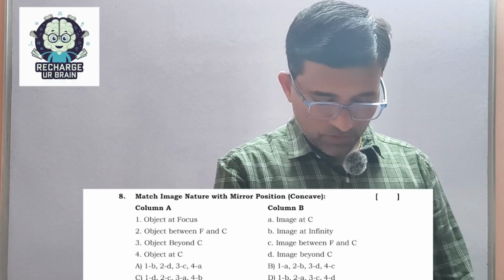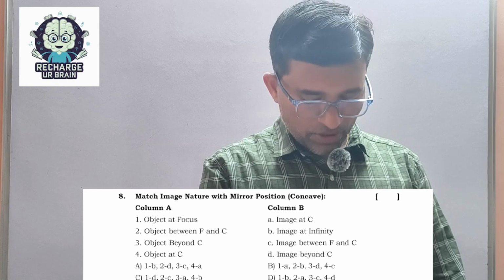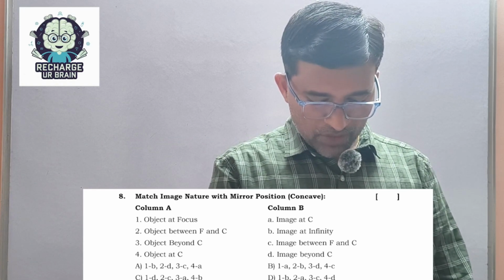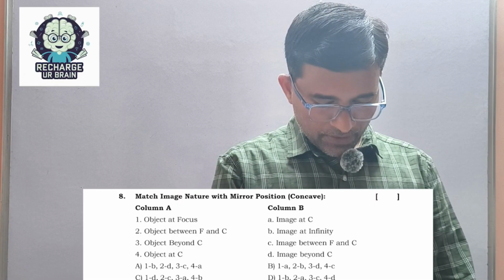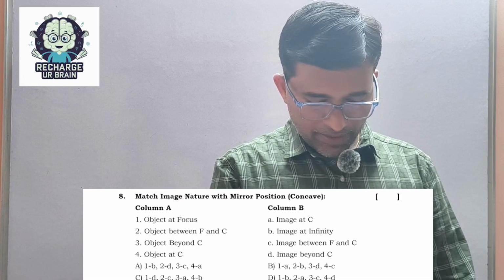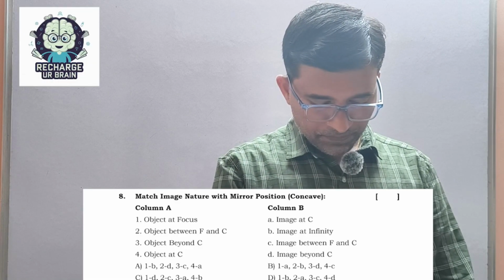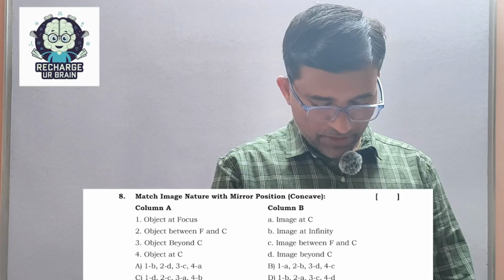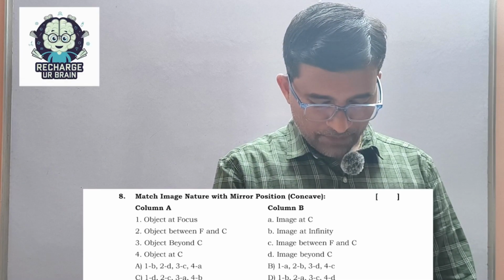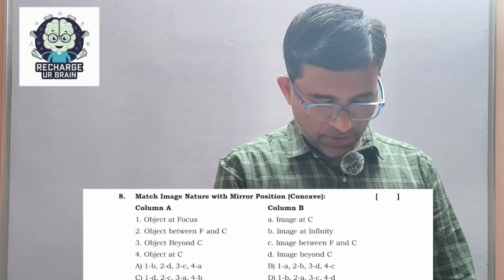Okay, next one, eighth question. Match image nature with mirror position, concave. Object at C, the image will be formed at infinity. That is, for column A first one, and in column B, the right one is B. Object between F and C, the image is beyond C, that is D. Second one is D. Object beyond C, image is between F and C, that is for the third column, third option.